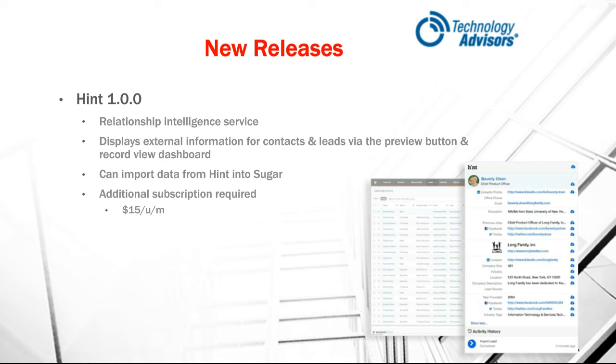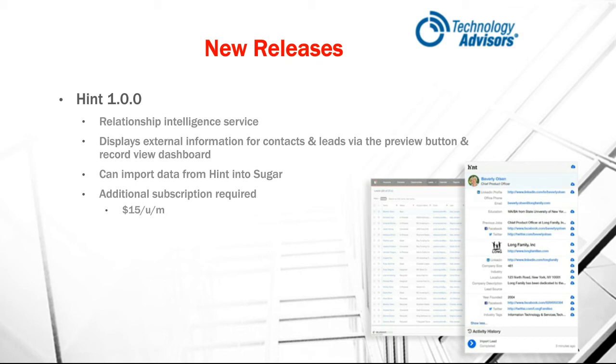and find information about them and feed that to you directly inside of Sugar. So inside of contacts and leads inside of Sugar, Hint changes what the preview button does, and instead of giving you a preview of the record, it actually gives you the information from Hint, from this intelligence service, so that you can see more about your lead. This way, if all you have is someone's name and email address, you can get a lot of additional information about them.